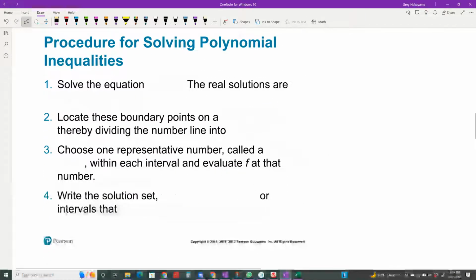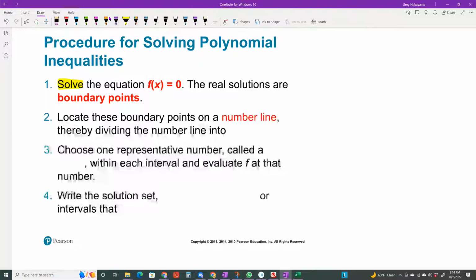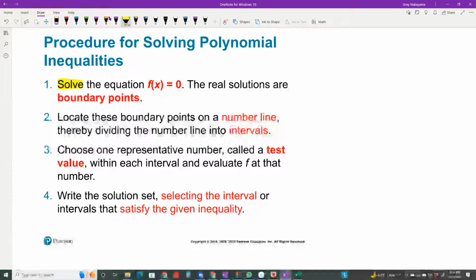So the procedures that we have, first and foremost, you're actually going to solve the equation f of x equals 0. The real solutions will be our boundary points. You're going to locate these boundary points on a number line, and that's going to divide your number line into intervals. Then we're going to choose what is called a test value within each interval and evaluate the polynomial at that number. And then we're going to use that number line, selecting the proper interval to write a solution set that satisfies the given inequality.